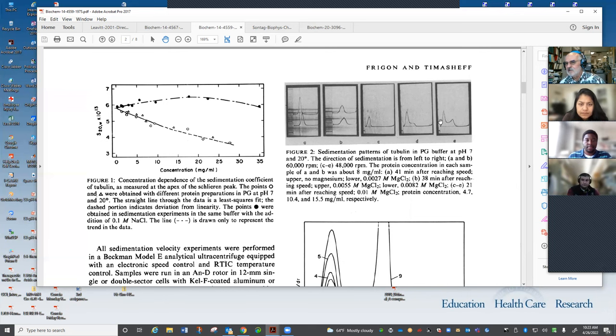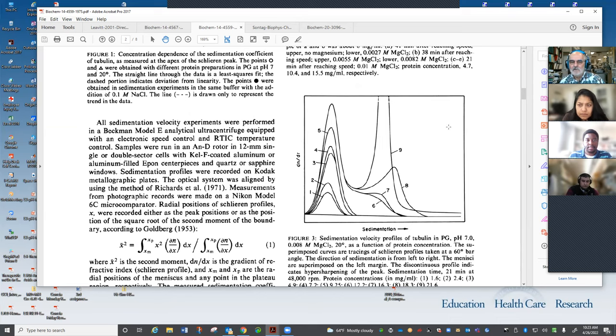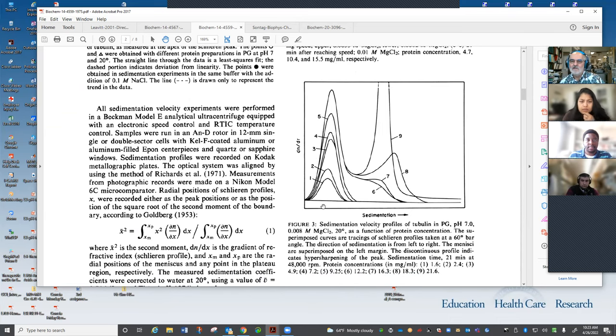And as the boundaries sedimented, the monomer would fall behind and the polymer would sediment ahead. But in fact, everywhere in the boundary, there was still an equilibrium, but the trailing edge of it tended to have less polymer and more monomer, and the leading edge tended to have more polymer and less monomer. But all the way across the boundary, there was still an equilibrium, and it depended dramatically on the size of the oligomer, the N-mer. Okay, and so this is showing a depiction of what the data might look like.